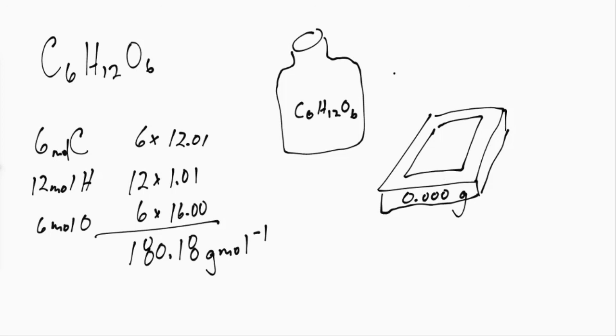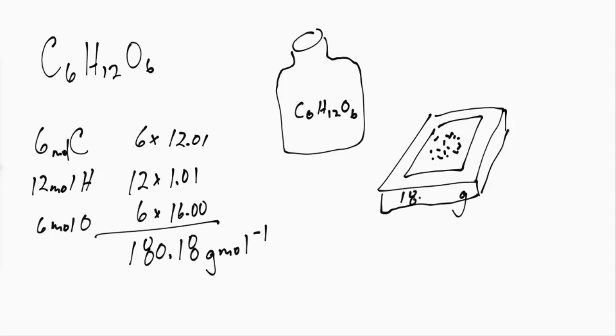And then you would hit tare, so all these numbers would say 0.000. You would start to put your glucose into this dish, and what number would you want to see on the scale when you know you have 1 mole of glucose? You'd be putting in glucose, glucose, glucose, glucose. The number would go up, up, up, up. When would you stop to know that you have 1 mole of glucose in this weigh boat?